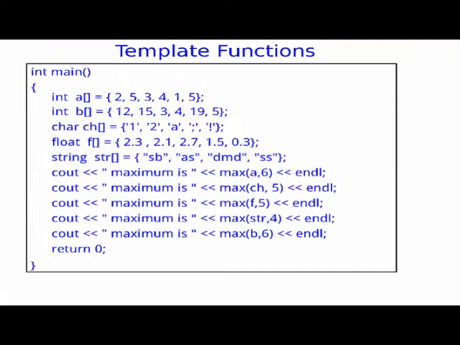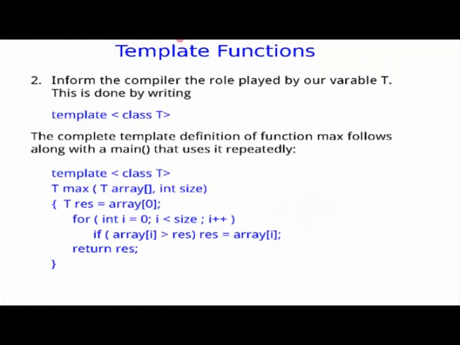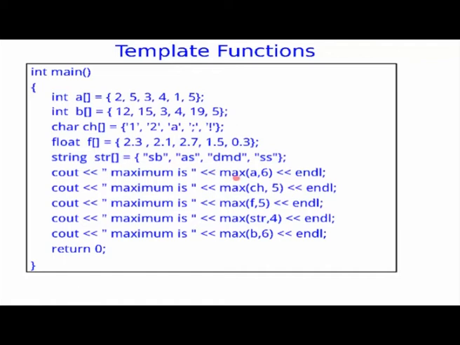So what does it do? It uses the template, ignores this class template T, replaces T by int and creates a concrete integer function, which is int max, int array, comma int size, int res, etc. So replace T by int and you create a function which is callable, which is a concrete function, and I call it. So at that point in time, for max A comma 6, the compiler generates a function from the template and calls it. It's an int max function.